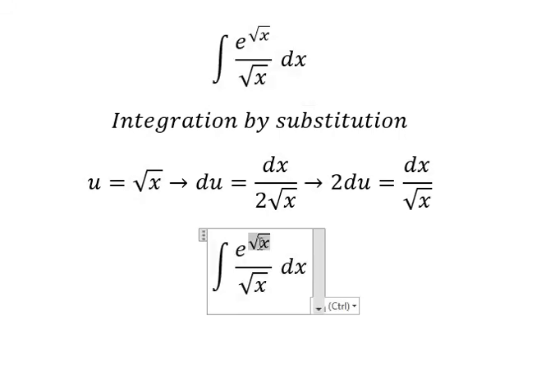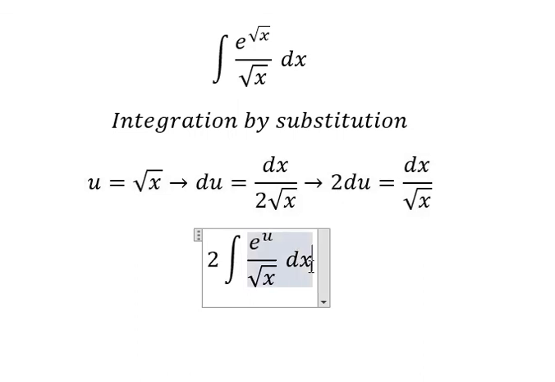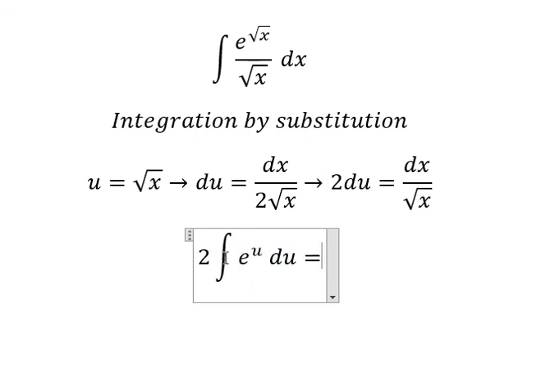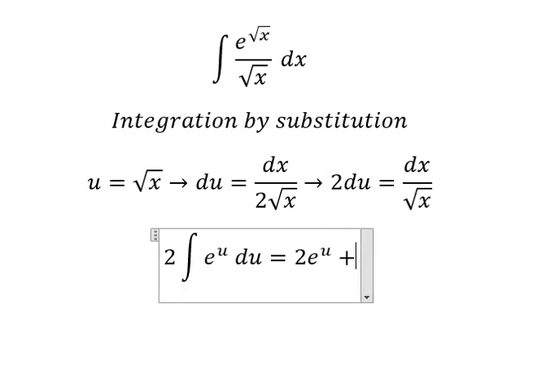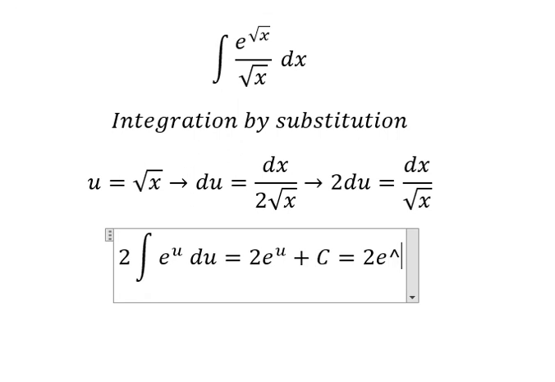This one we change by u. The ds over the square root of s we change by 2 du. The integration of this one, we have e to the power of u, and we put plus C. About u, that's the square root of s.